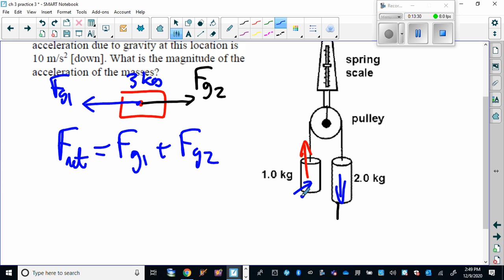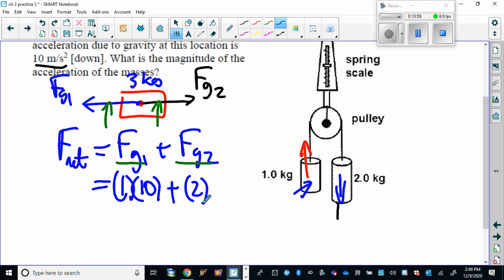Force of gravity acting on 1 is going to be 1 times gravity. Now in this problem it says that gravity is 10, so that'll be nice and easy. But since this one's accelerating up, and since these two forces are going in opposite directions, one of these has to be positive and the other has to be negative. So we're going to say that this is positive 10, and for this one, mg, we're going to say that it's negative 20. Positive 10 plus negative 20 is negative 10, which is the net force.